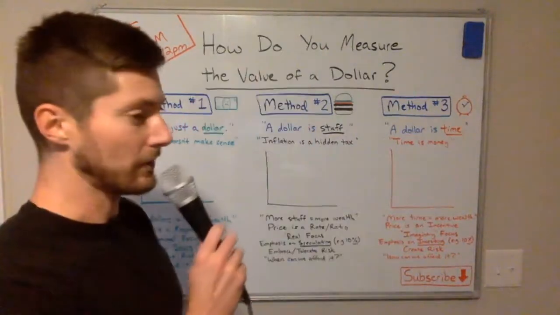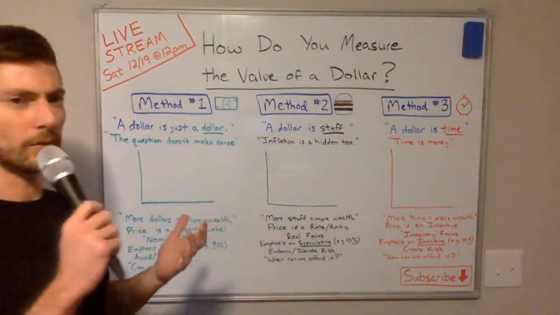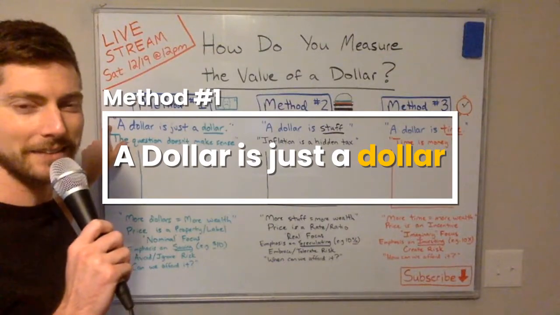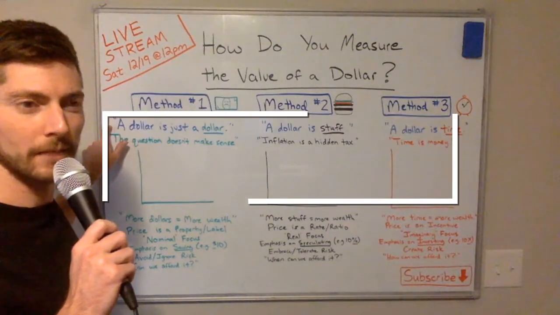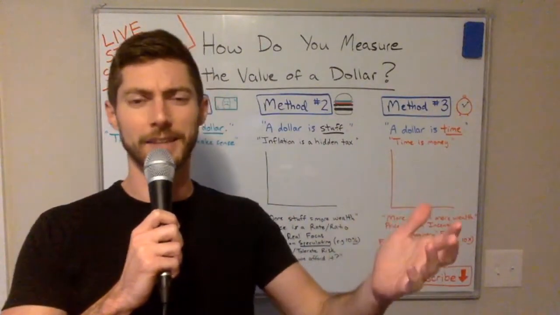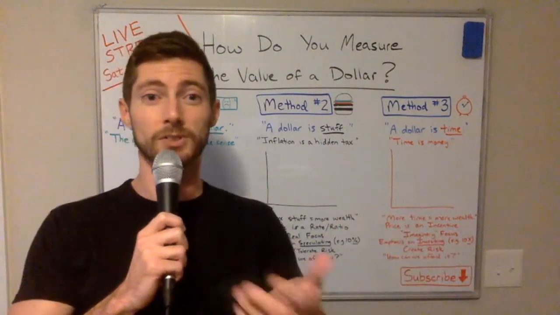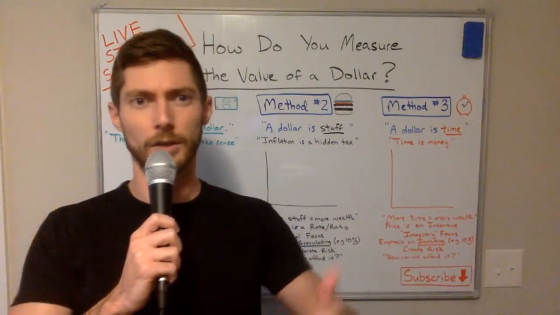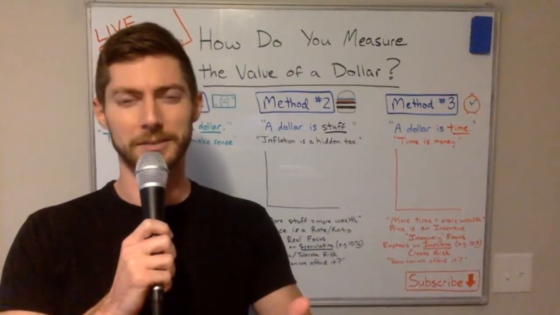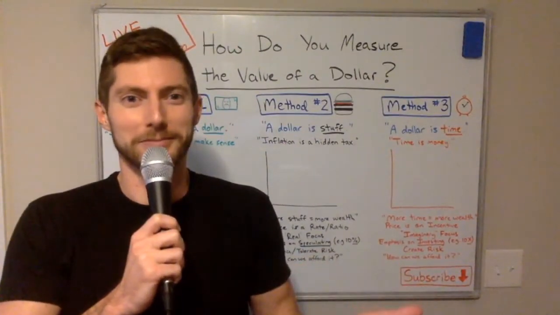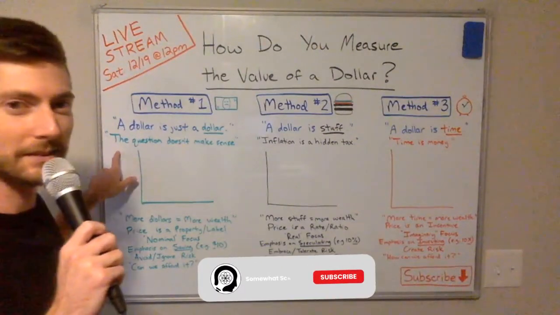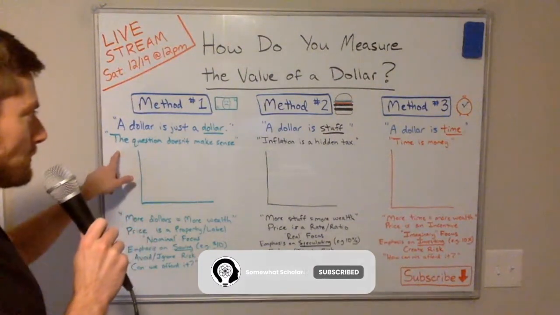All right, method number 1 for what is the value of a dollar? Well, a dollar is just a dollar, right? And I think this is how most people think most of the time. So if I were to ask you, what is the value of a Bitcoin? You might say $19,000. If I ask, what's the value of your house? You might say $100,000. And if I say, what's the value of a dollar? You say, a dollar is just a dollar. What do you mean? And you might even say, the question doesn't make sense, right? I've heard people say this many times. The question doesn't make sense.